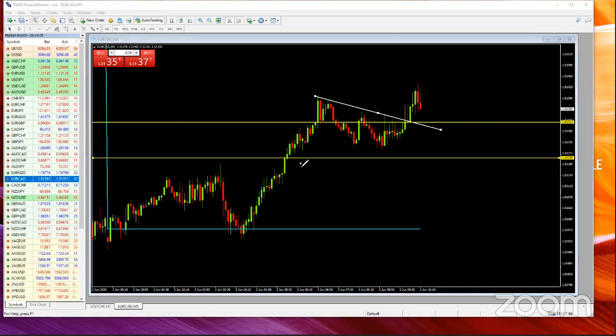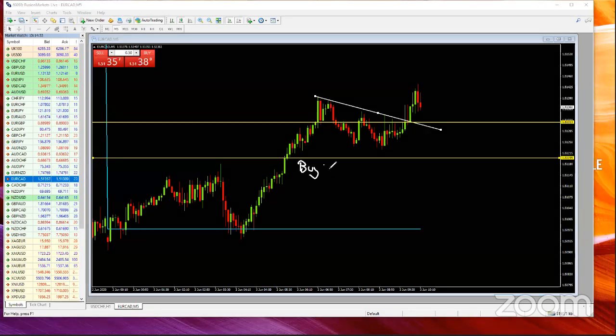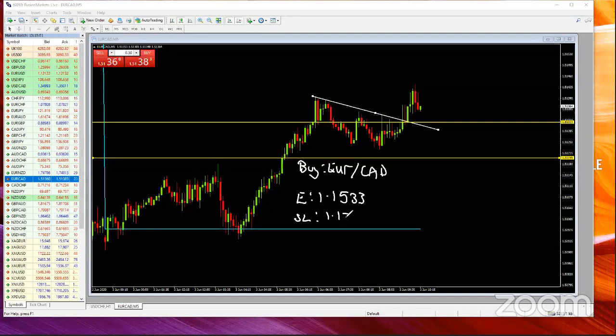So it is a buy, and it's the Euro CAD. The entry is 1.1533 with a stop loss at 1.1520. And these bars suggest it could come down just a little bit more. I'm in on my other account, but I'm not in on this account. So I'll take this one with you, if it comes back.